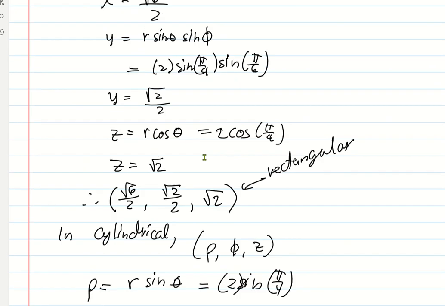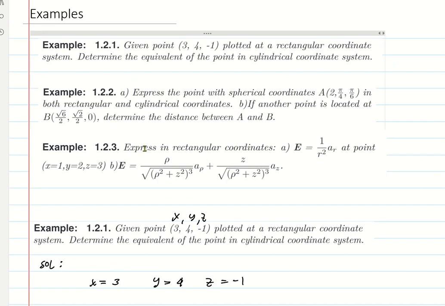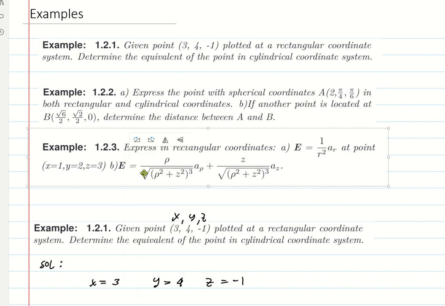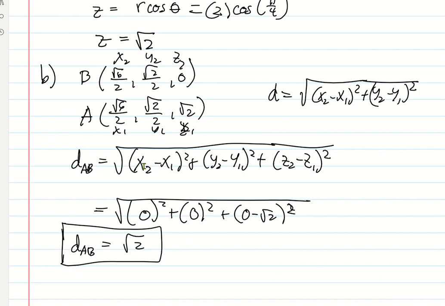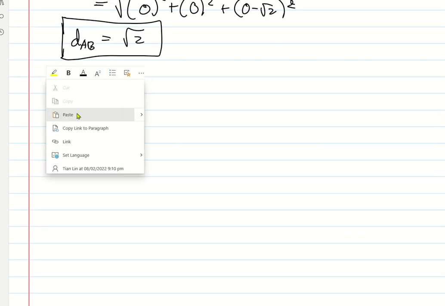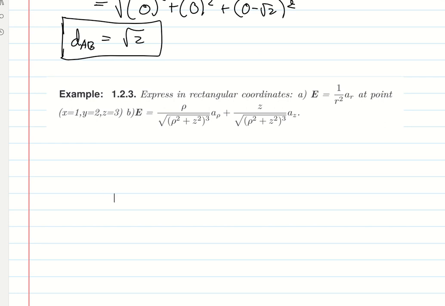Now let's go to the last example. This time we will be converting fields and vectors, vector field and vector, with the solution expressed in rectangular coordinates. So for the first one, letter A, a field is given, this is a vector field, 1 over r squared AR. So this is just one component.